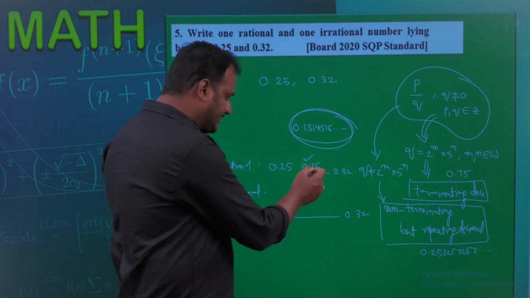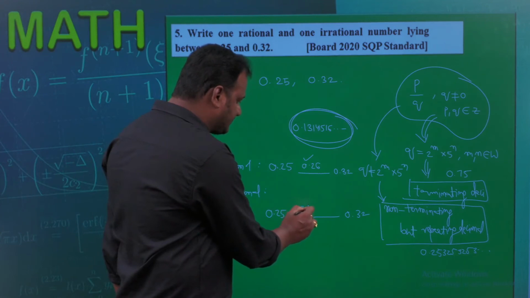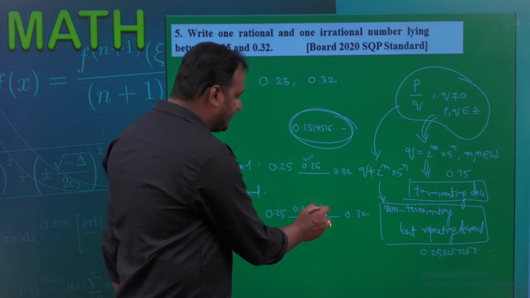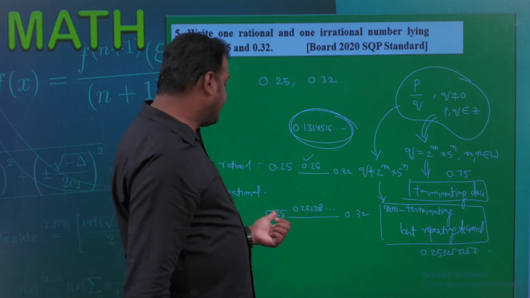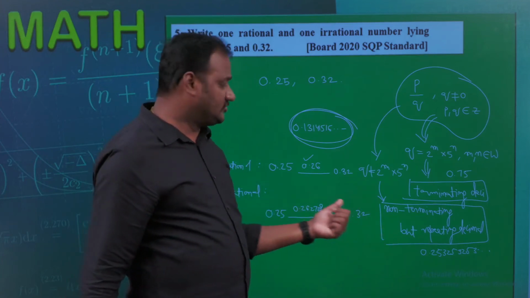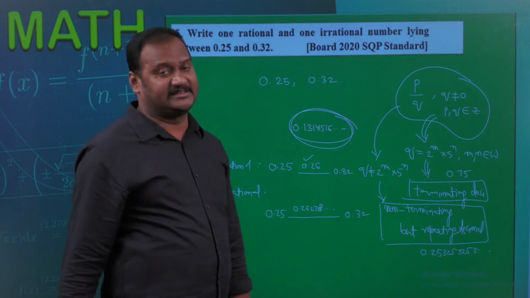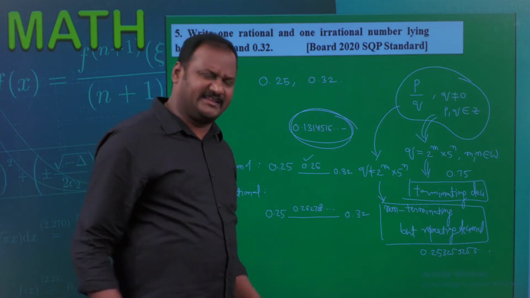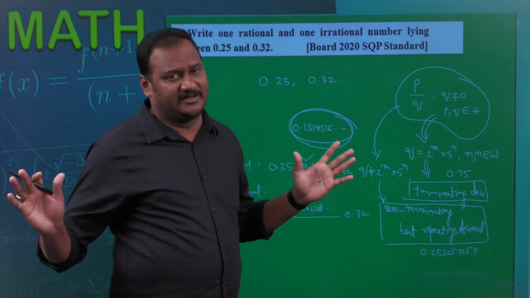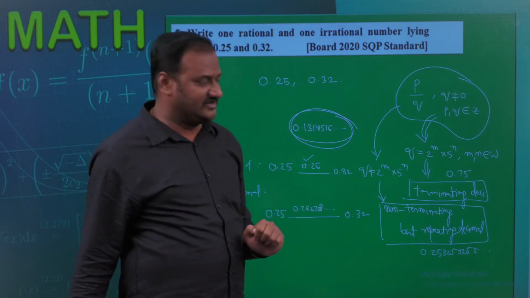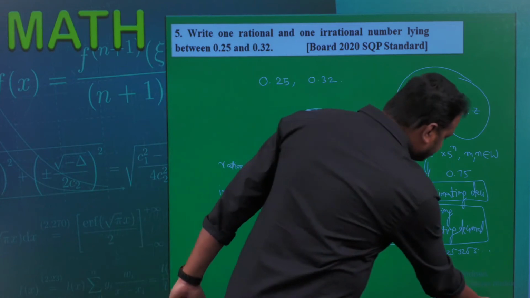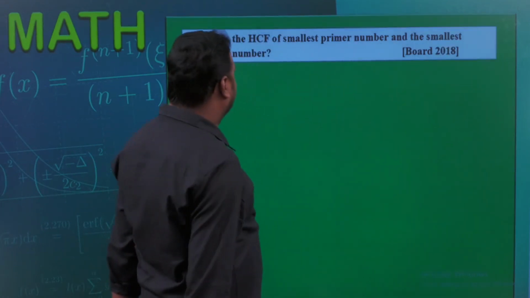Now I will take 0.26, 0.27, 0.28 and so on. This number is more than this and less than this, so this number is an irrational number between both of them. Like that, we can write infinitely many rational numbers as well as irrational numbers between any two given numbers. You understand? Next, moving on to the next problem.